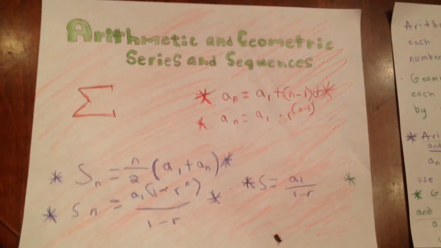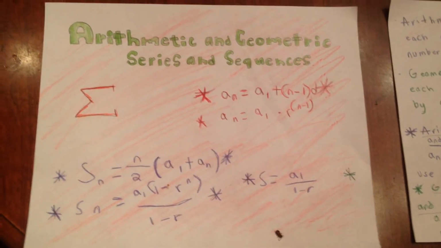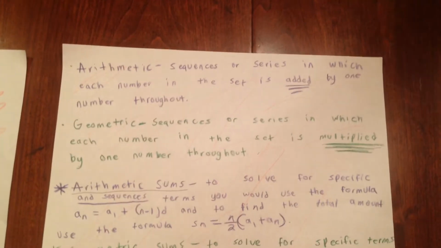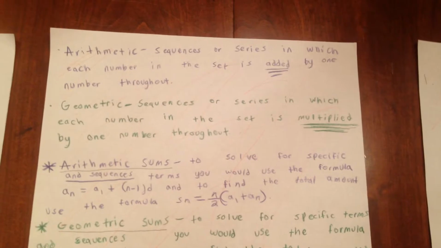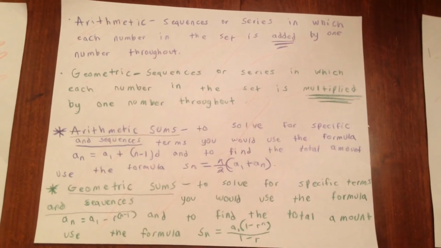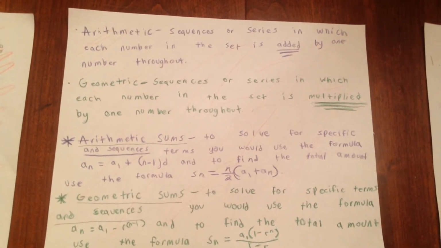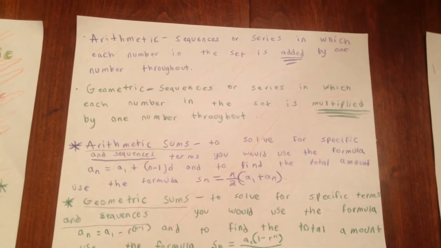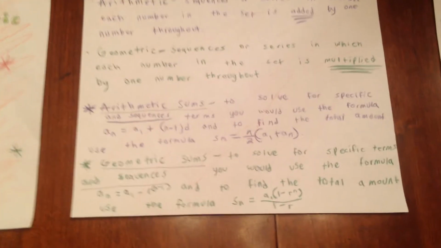So you don't need to memorize these formulas, but you do have to know how to identify arithmetic and geometric. So we're going to talk about how to do that. Arithmetic are sequences or series in which each number in the set is added by one number throughout, so the key word being added. Geometric is the same thing, just multiplied. So you look at a series and see how it adjusts, and you can tell whether it's adding or multiplying. If it's adding, it's arithmetic. If it's multiplying, it's geometric.